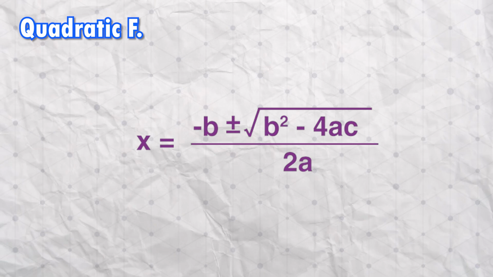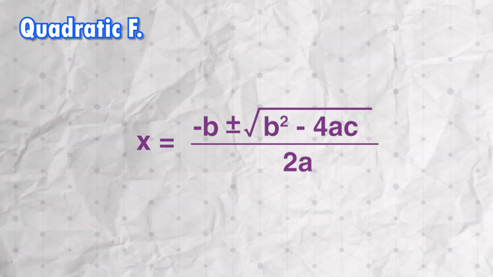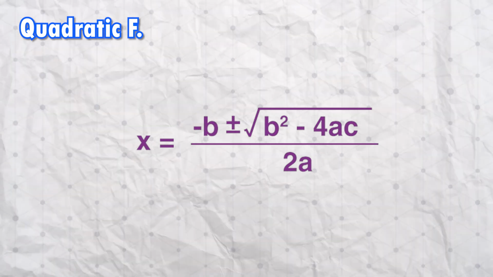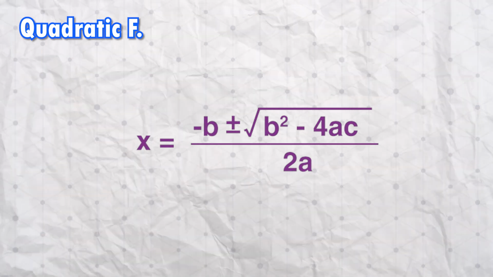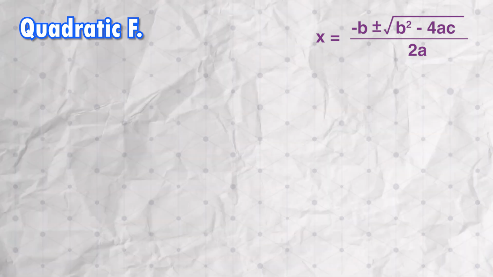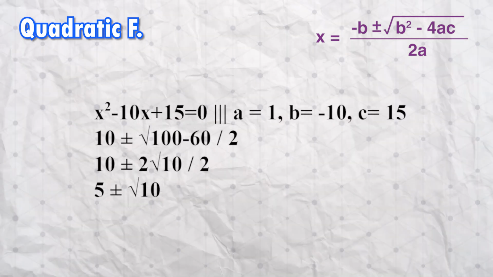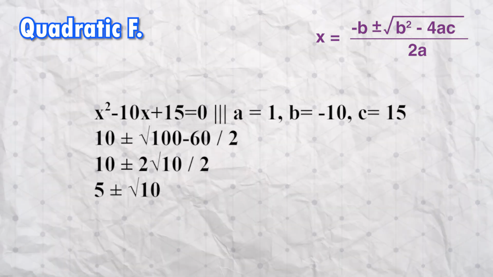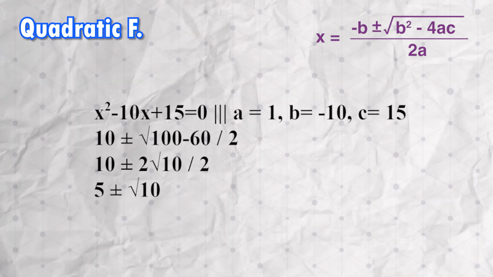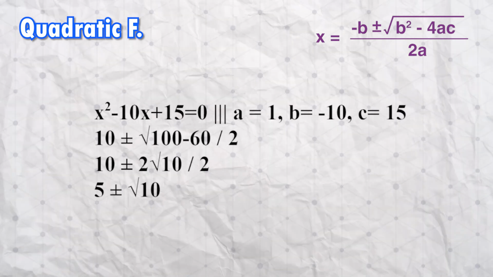Lastly, we're solving with the quadratic formula. The equation is on screen, and it does look a bit overwhelming, but it's not that bad. All we really have to do is plug in the values that we're given, and then we simplify. For example, let's try this equation. We can take the a, b, and c values, plug them into the equation, and simplify. If you can't solve the square root, leave it as is. If you can, find both values.